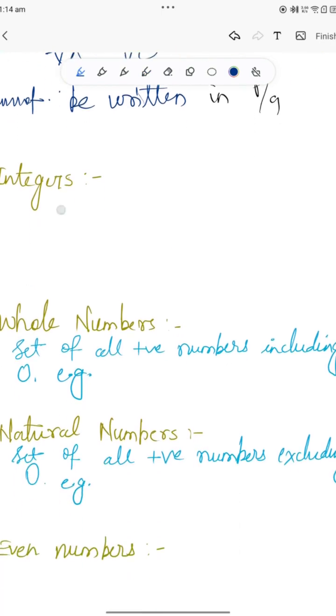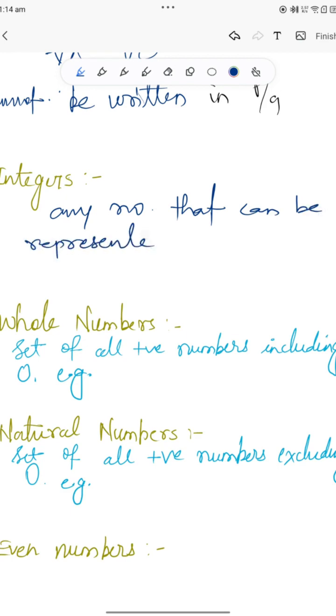इंटीजर क्या होता है? Any number that can be represented on number line.